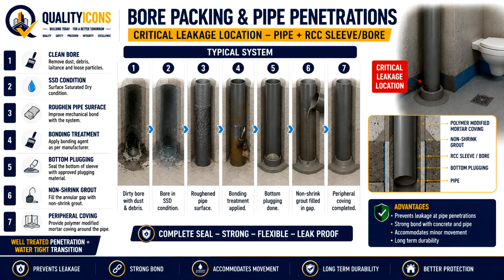Step 2 is bore packing and pipe penetrations. This is also a very critical leakage location. Pipe penetrations are one of the most critical leakage locations in a toilet. We have an RCC slab, a pipe or sleeve, and an angular gap between them. If the gap is not properly sealed, water can find a direct pathway through the slab.